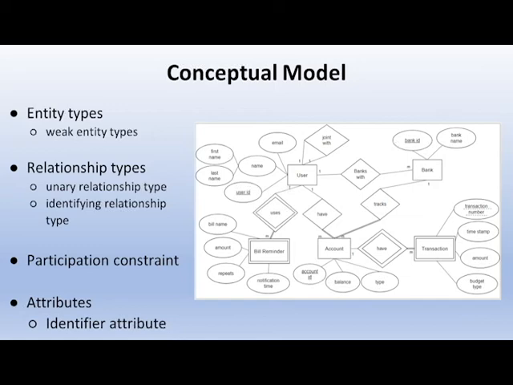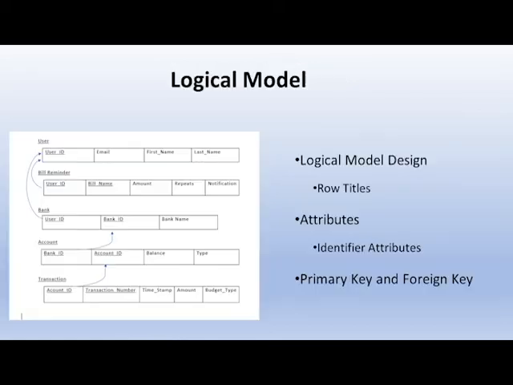Finally, let's look at attributes. Each entity type has multiple attributes coming off of it. Three of the entity types have identifier attributes. These are user ID for user, account ID for account, and bank ID for bank.